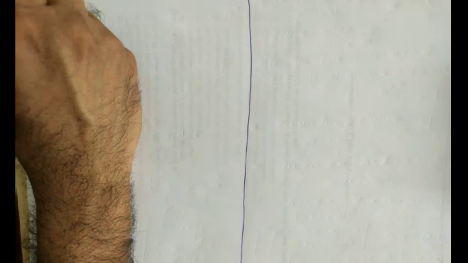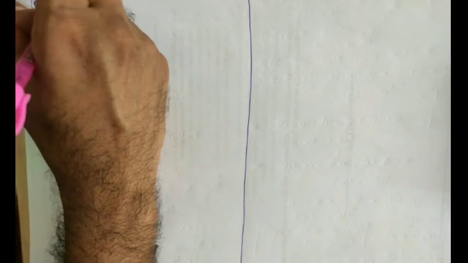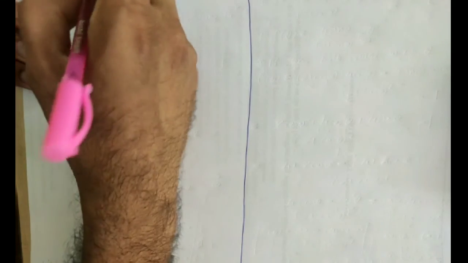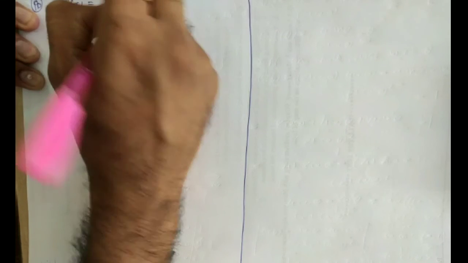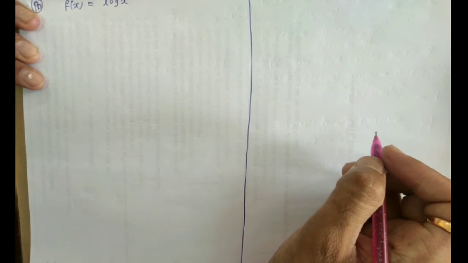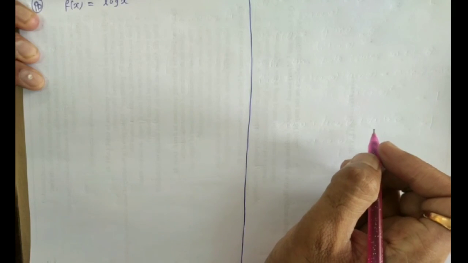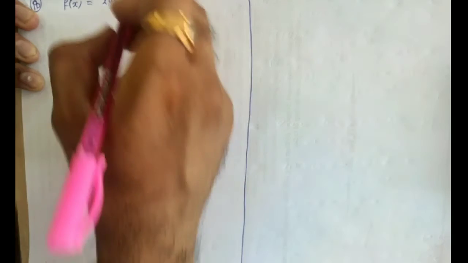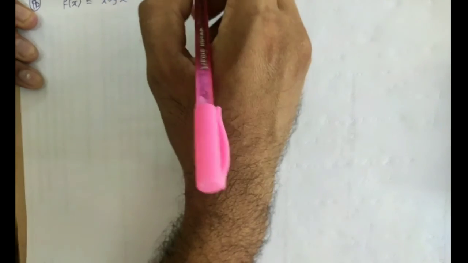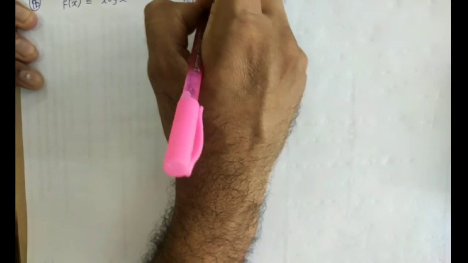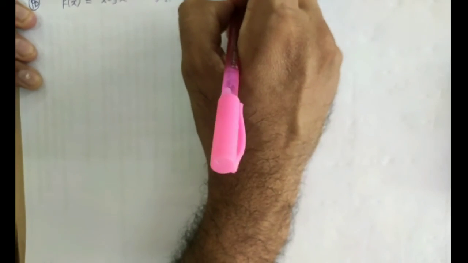We did question nine, now the 10th. We are given the function f of x equal to log x. Prove that the function f of x equal to log x is a strictly increasing function, for x belongs to 0 to infinite.